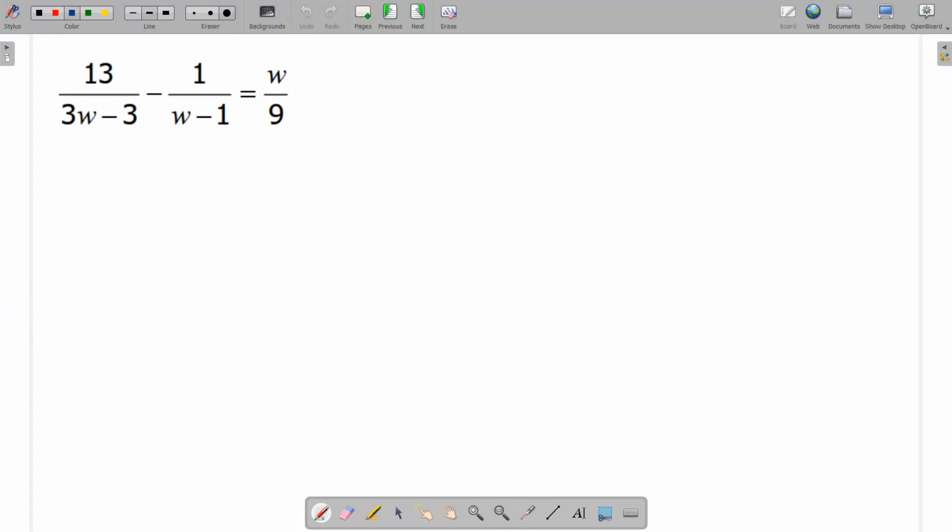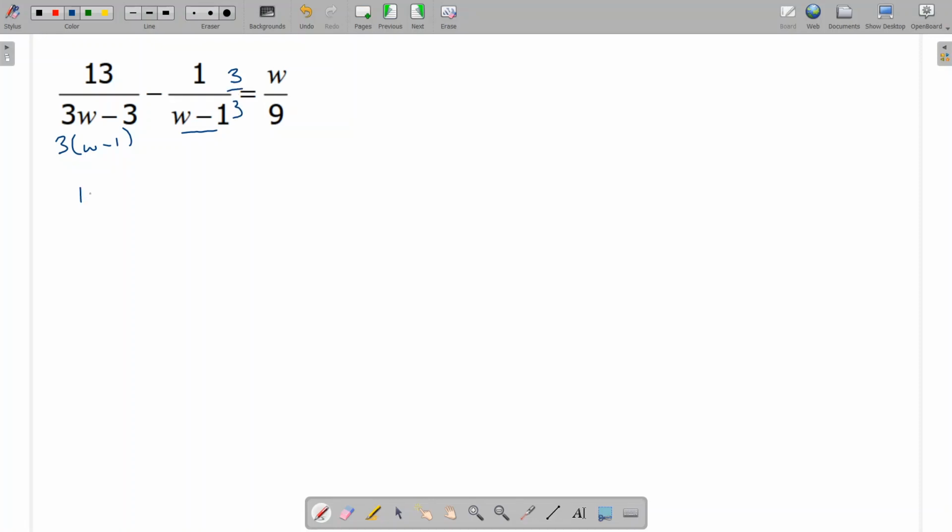Okay, another one where we have to get that left side combined first. Notice that this left side, the denominator here, has a GCF of 3, and if we factor it out, it reveals a w minus 1 like we already had here. So it's pretty easy to get a common denominator. We just need to multiply by 3.